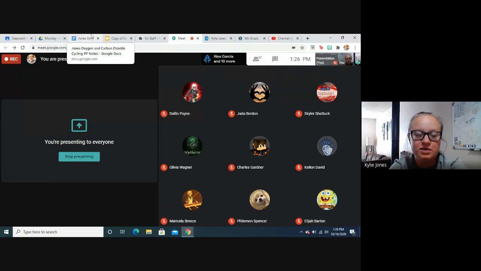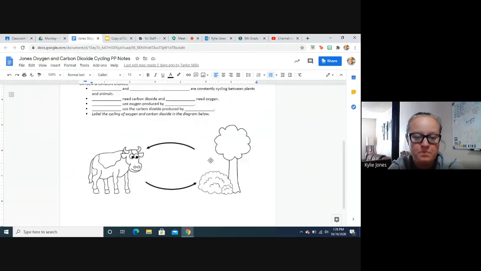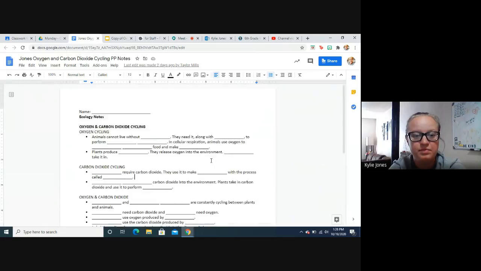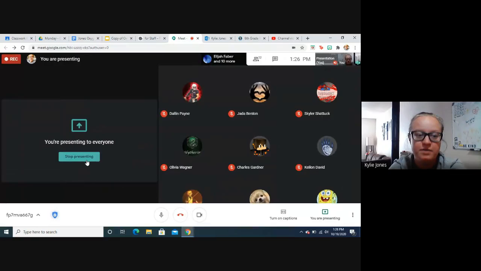Once you are done getting those things typed in, you don't need to label the diagram, that's okay. But make sure you get all those blanks filled out and you can turn it in when you're done.